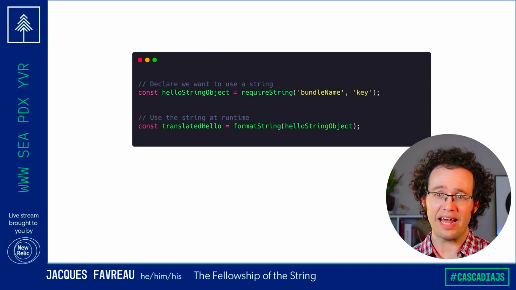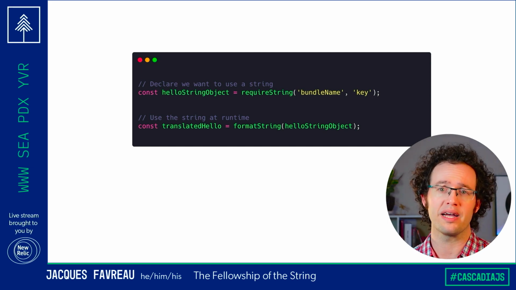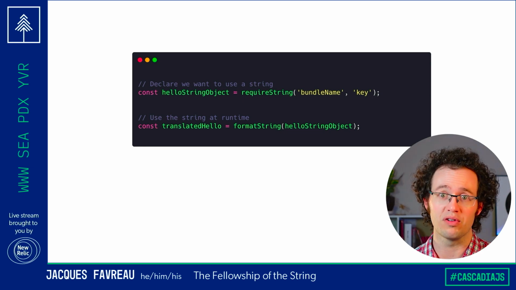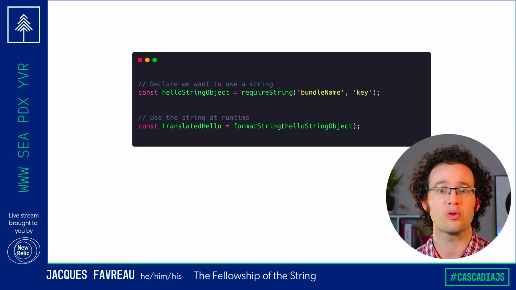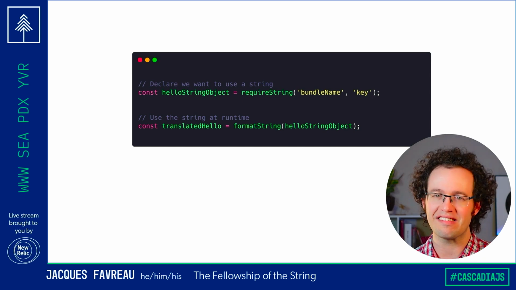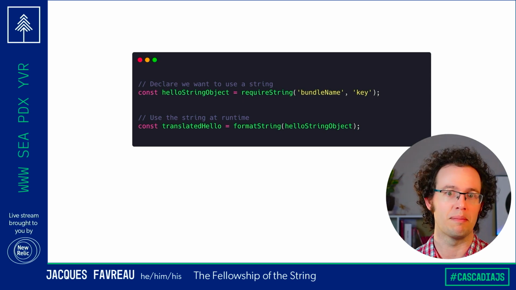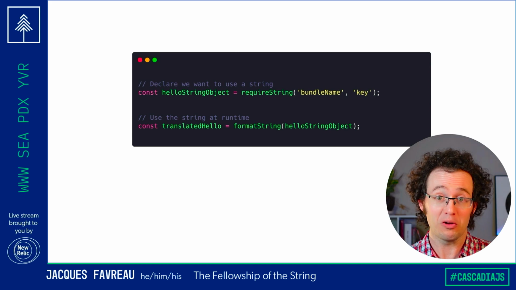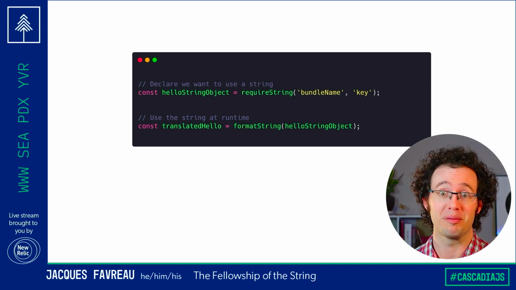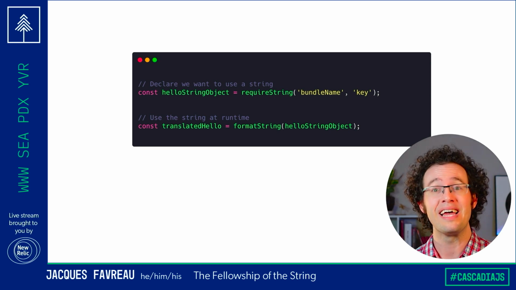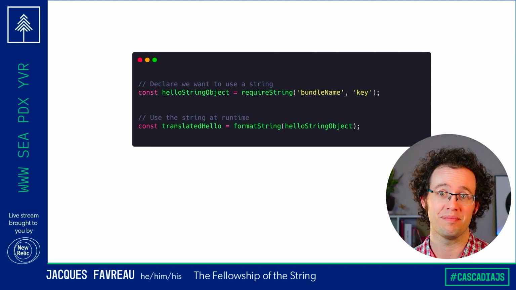The require string is statically analyzable in the same way that import or require statements can be analyzed by something like Webpack or a bundler. So we can answer that build time question about what strings this file uses. And format string, that gets us the actual translated string at runtime. Most importantly, though, these two functions expect to succeed. If you give require string a bad bundle or a bad key, or hand format string a bad object, they alert in production and they throw on a developer box. That means we can catch errors at develop time, at build time, or even at runtime. And that gets us the observability we wanted.